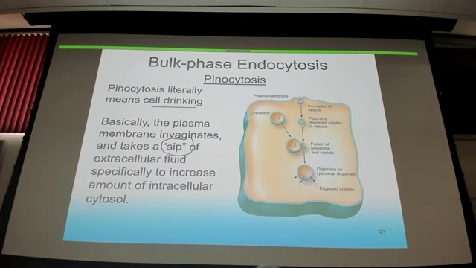So it wants to bring water in to increase intracellular water content. When it does that, is there anything else out there in that water? Molecules. Sodium, chloride, all those molecules are still there. And so when it takes a sip of the extracellular fluid and brings it in, it'll still bring in molecules. That's why it's called bulk phase endocytosis. It's bringing things in bulk. But what triggers it is you need to increase the cell water content.